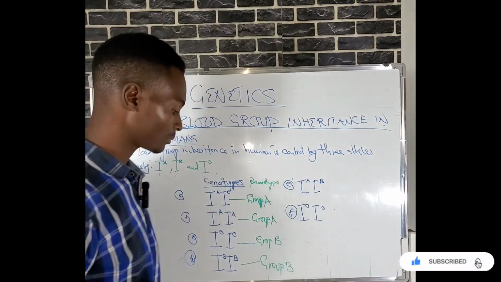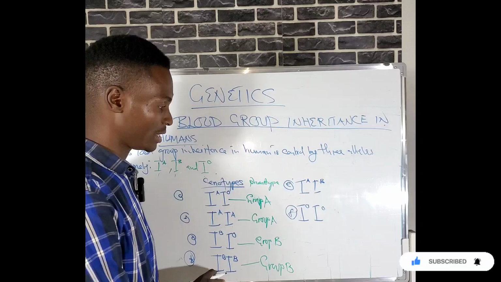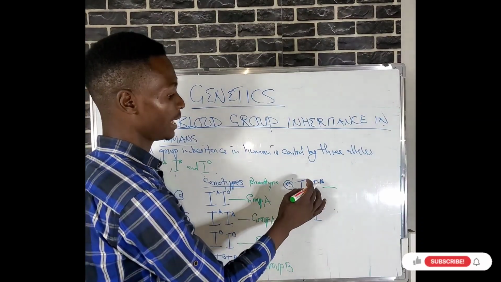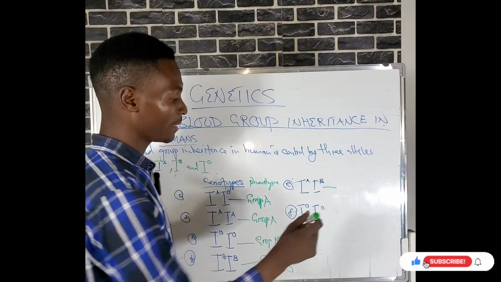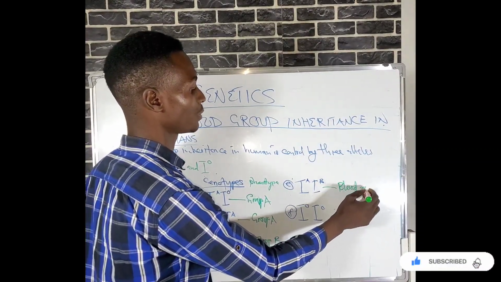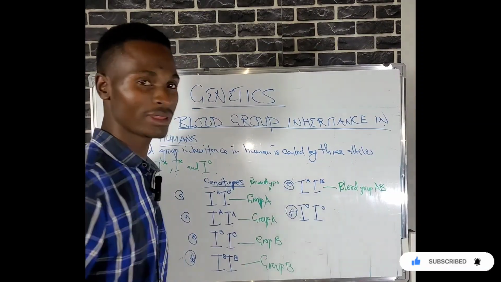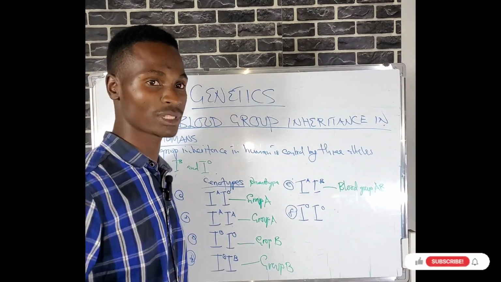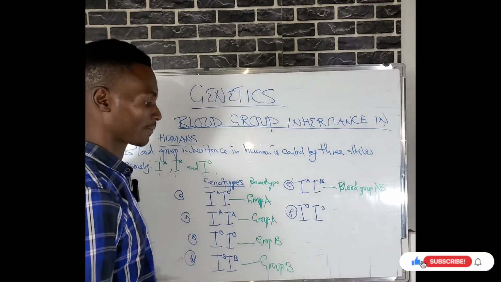Now listen. Since this one is A and this one is B, these are codominant to each other, remember? Meaning a person is blood group AB. They are both expressed in their phenotype. So a person will be blood group AB.